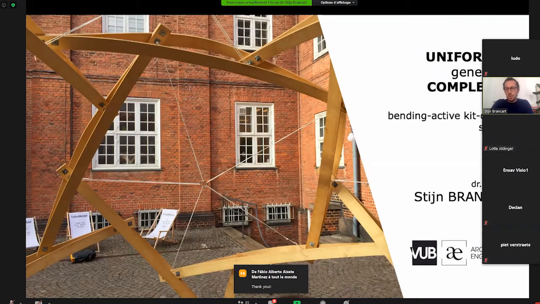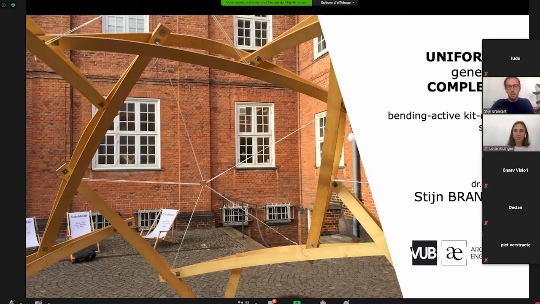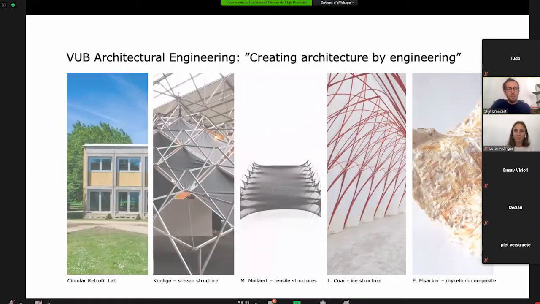What I will present today is also based on my PhD research on some concrete projects. But I first want to say something about the group I'm in. So that's VUB Architecture Engineering at the University in Brussels. And we actually do quite a lot of different things. We're quite a small group, but still we try to combine different topics. I just show a couple of inspirational images here.